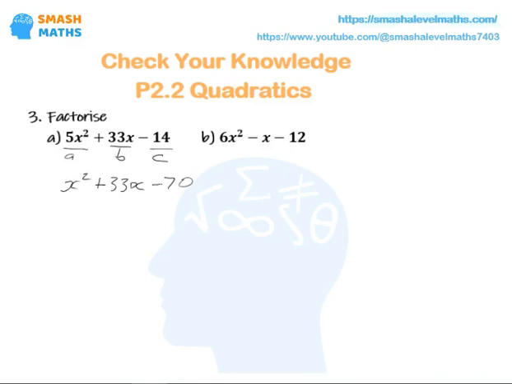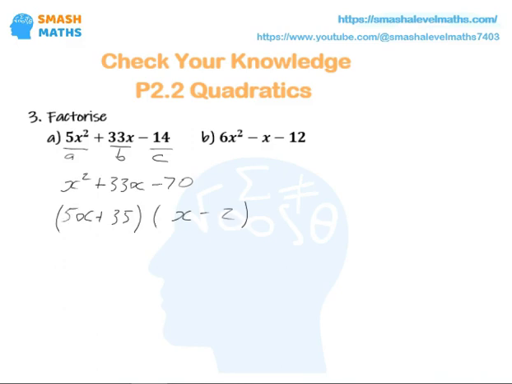So now what I'm going to do is factorise that one. So here come a couple of brackets, and let's go for x. I'm looking for factors of 70 that multiply to make 33. So straight away I'm going to go 35 and 2. Because 35 take away 2, there's a 33. So that needs to be a plus, that needs to be a minus.